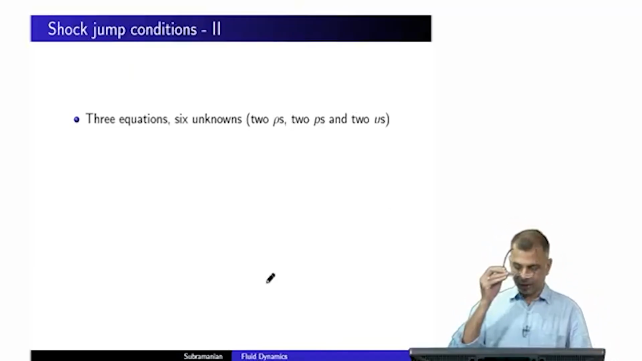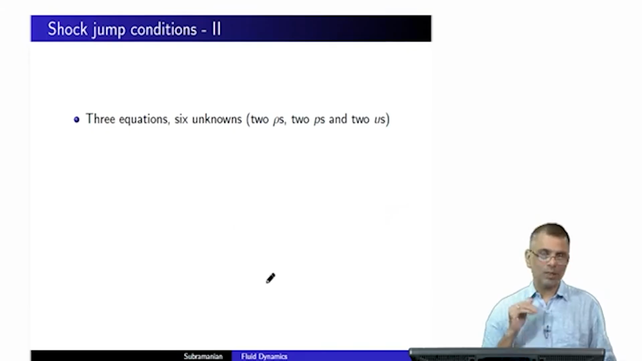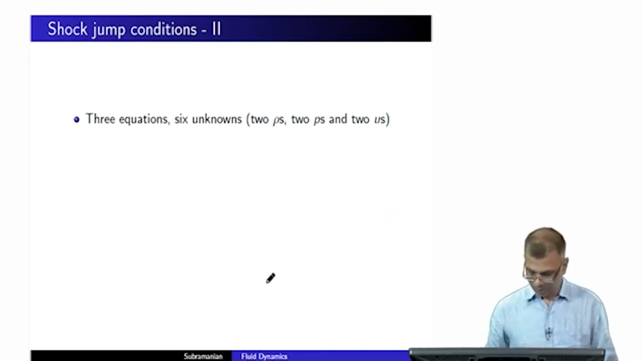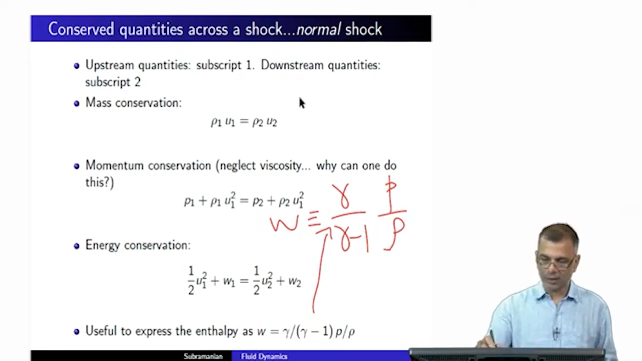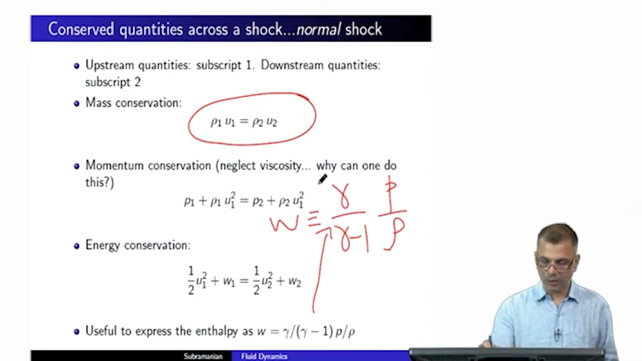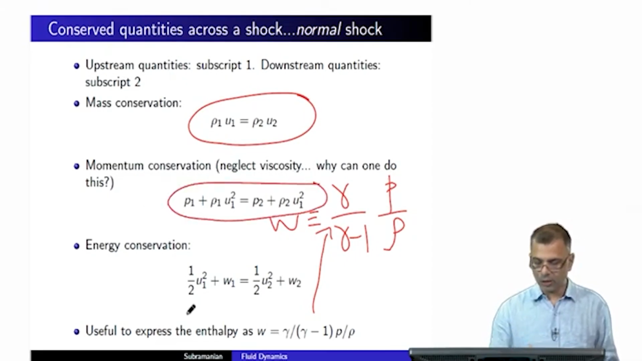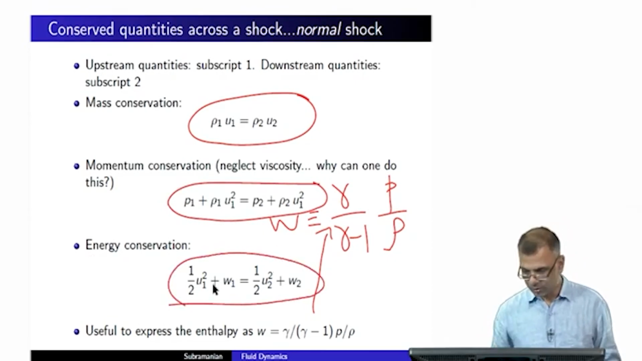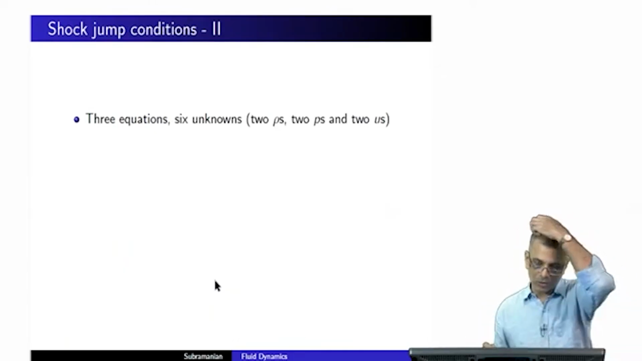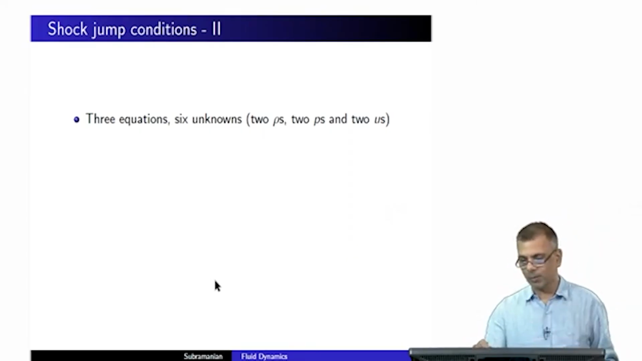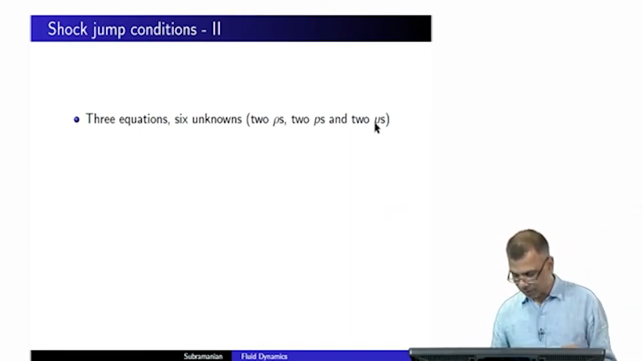Yes, so as we remarked, we have three equations: the equation for the conservation of mass flux, the equation for the conservation of momentum flux, this one, and the equation for the conservation of energy flux, which is this one. We have three equations and six unknowns: two densities, one upstream, one downstream, two pressures, one upstream, one downstream, and two velocities, one upstream and one downstream.